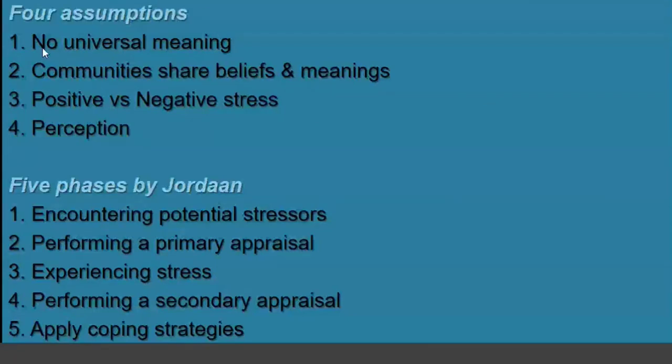They say there are 4 assumptions. No universal meaning. Stress does not have a universal meaning. By universal, we mean we don't have the same interpretation of events of stress. They say the community shares beliefs and meaning. There's positive and negative. Let's check what they mean by these 4 assumptions. Their theory is correct. However, the contextual model says it left out certain aspects. These are the aspects. Let's check the first one, universal meaning.